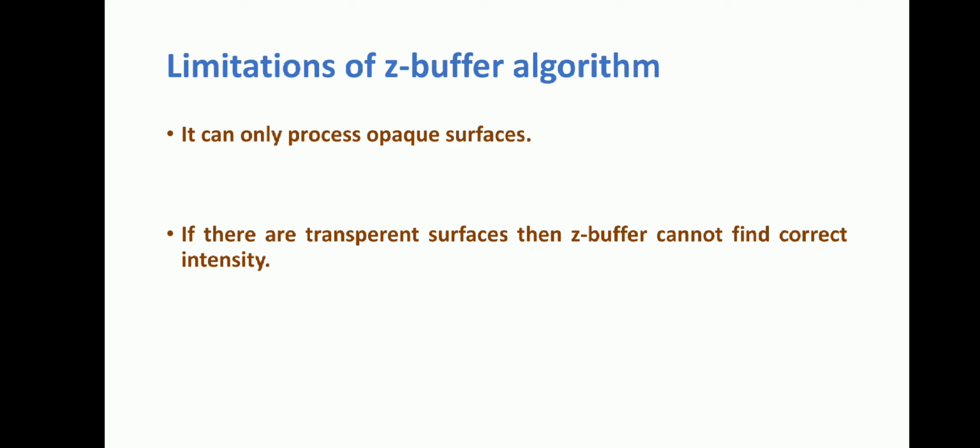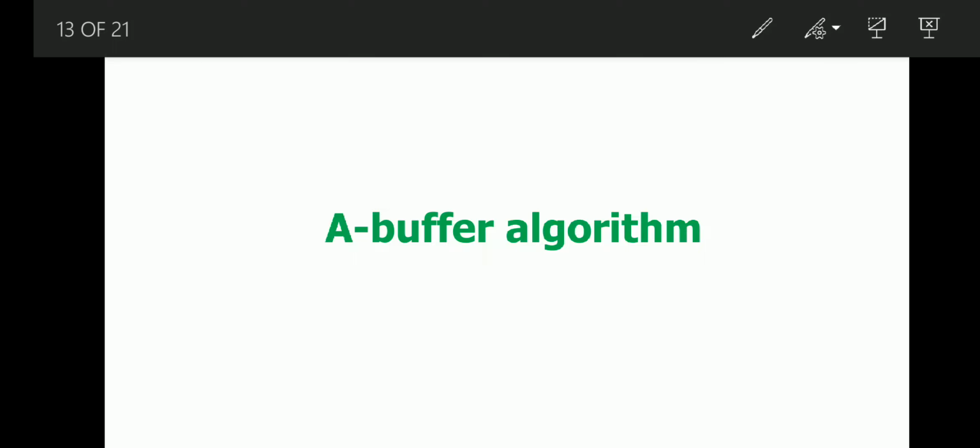Now we will discuss the limitations of the Z buffer algorithm. It can only process opaque surfaces. If the surfaces are transparent, the Z buffer cannot find the correct intensity. So it can only be used with opaque or non-transparent surfaces. The limitation is that the Z buffer does not identify the correct intensity for transparent surfaces.